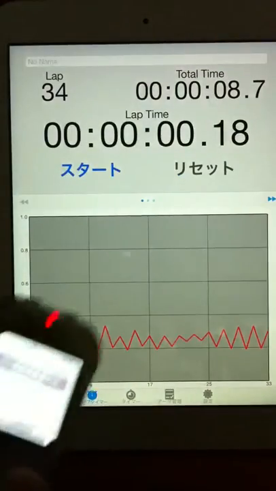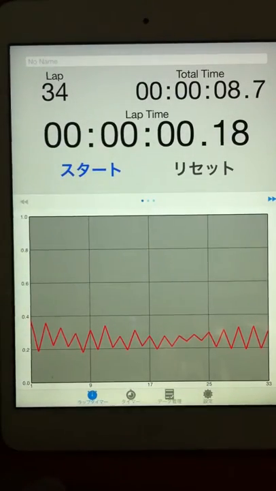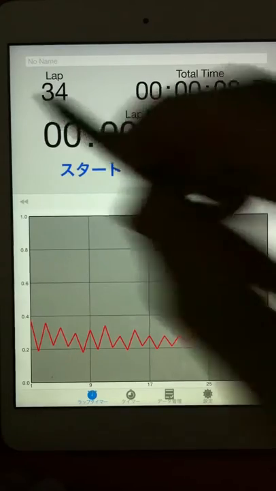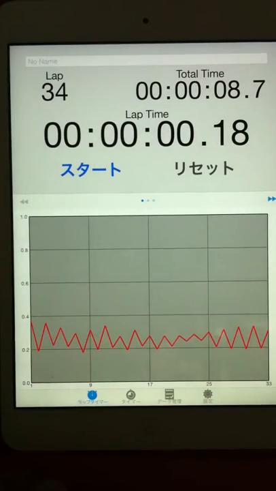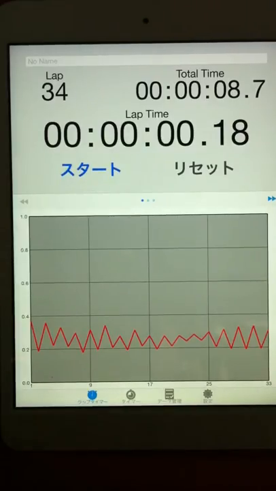1, 2, 3, 4. Today's tempo is 8 to 7 divided by 3, 4 multiplied by 2 equals 6.65 seconds for 1 beat.